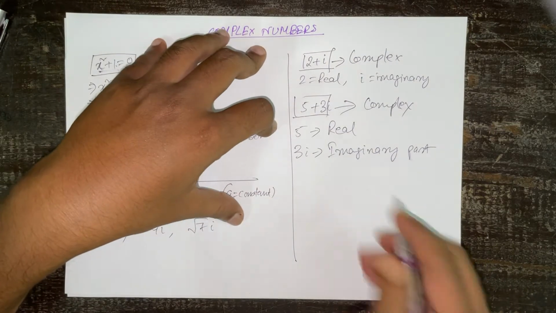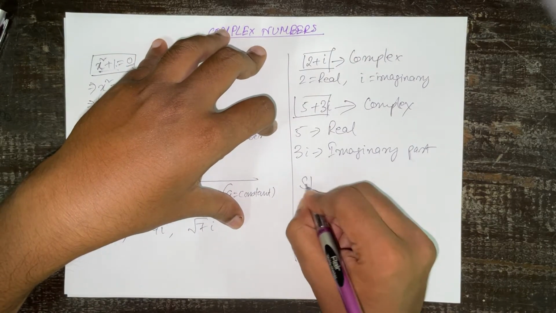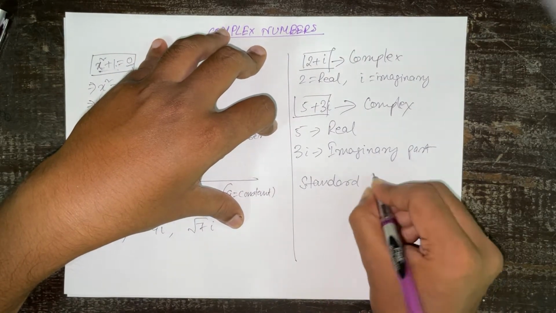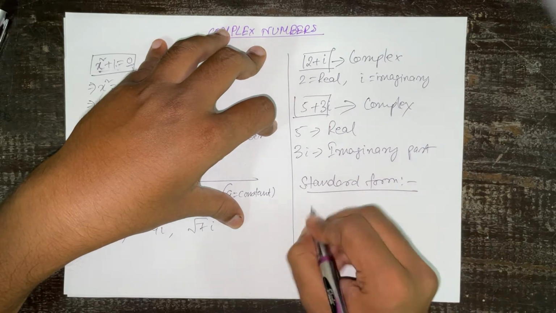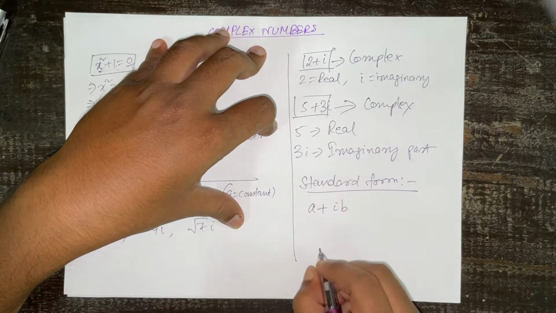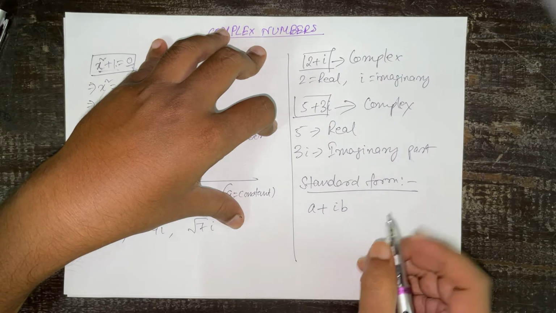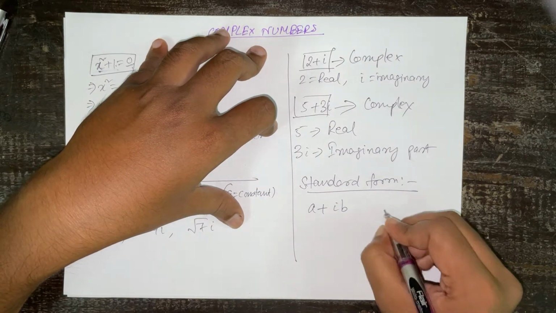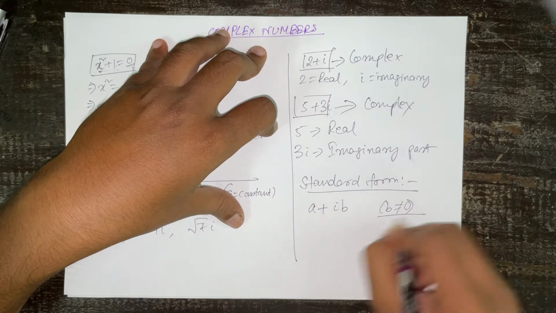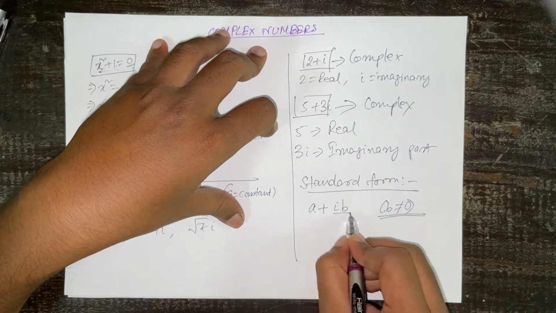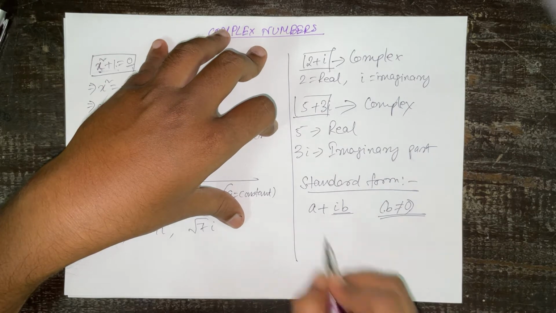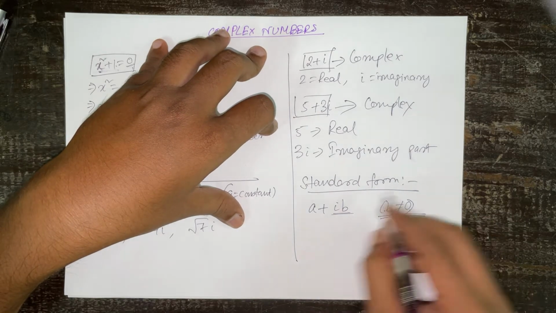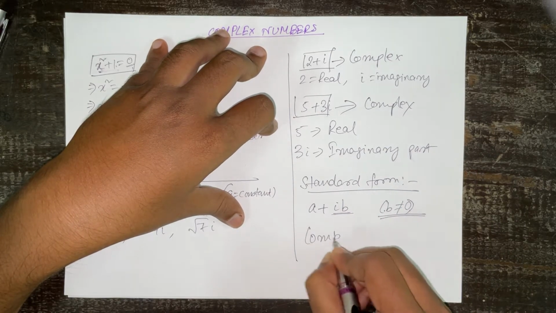So the standard form of a complex number is a plus ib, where a and b are constants and i is root over minus 1, and we must make sure that b is not equal to 0, because if b is 0, then the imaginary part becomes 0 and we get a real number. So this is the standard form of a complex number.